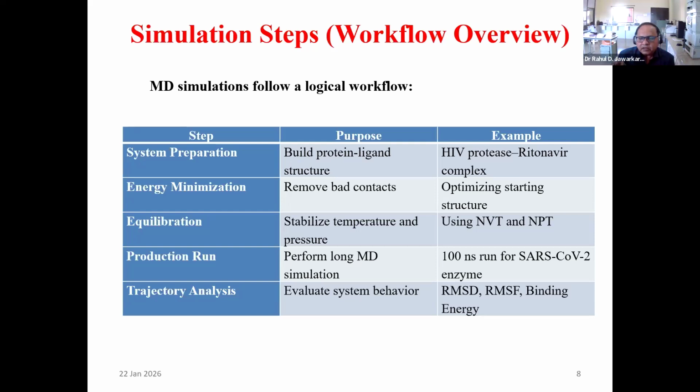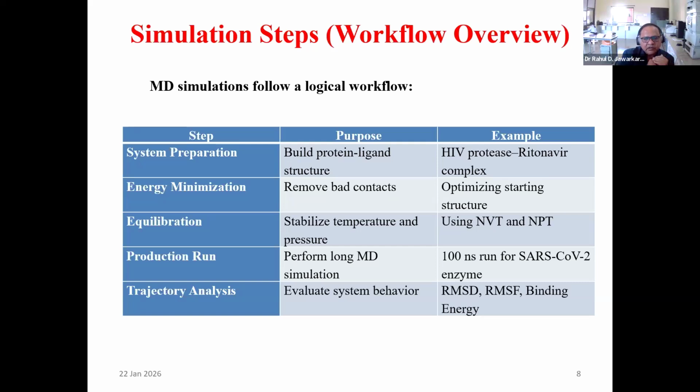The time required to complete the simulation depends on the number of atoms present in the system. If we cut some chains from the protein molecule in the protein-ligand complex, then our simulation time gets reduced. Then equilibration is also a part of system preparation. It stabilizes the temperature and the pressure using NVT and NPT.